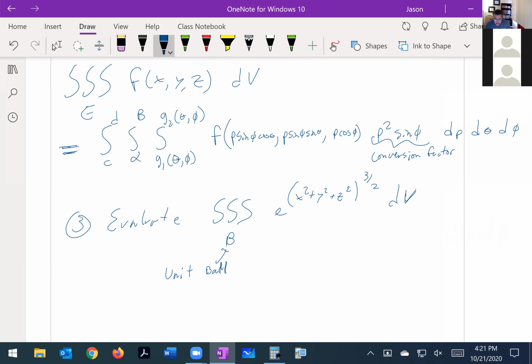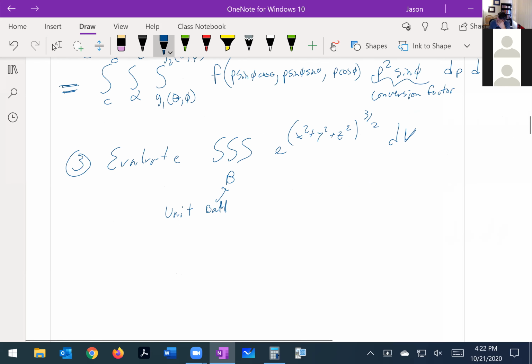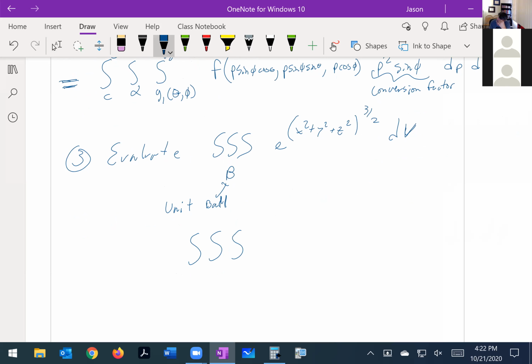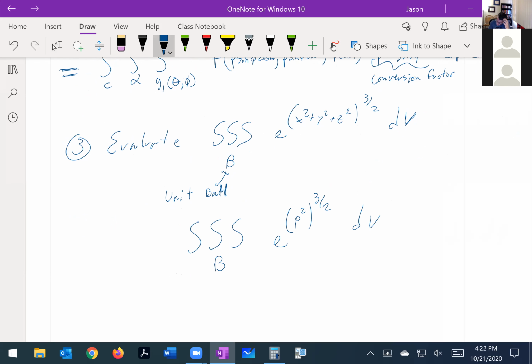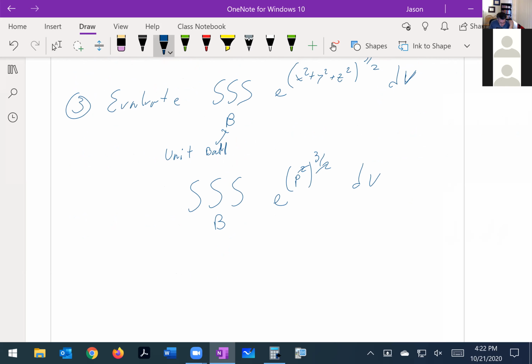So we have to talk about the limits of integration now. Let's change this to spherical coordinates, and then we're going to talk about the limits of integration. This is going to be e to the rho squared to the 3 halves, right? Because x squared plus y squared plus z squared is rho squared, over that ball. So the 2's are going to cancel, and I just get e to the rho cubed dv.